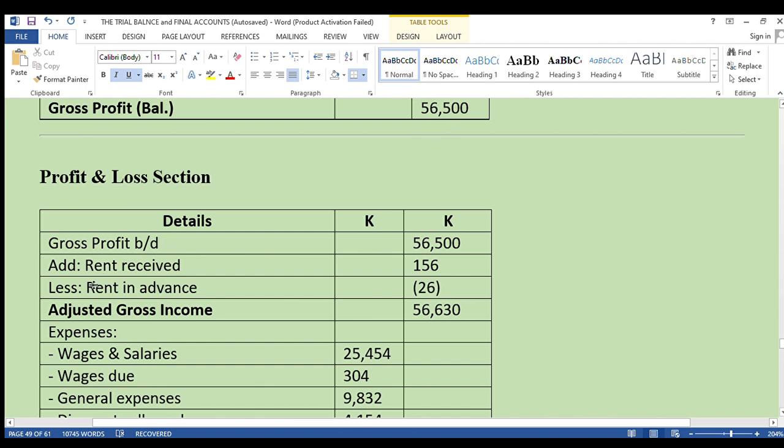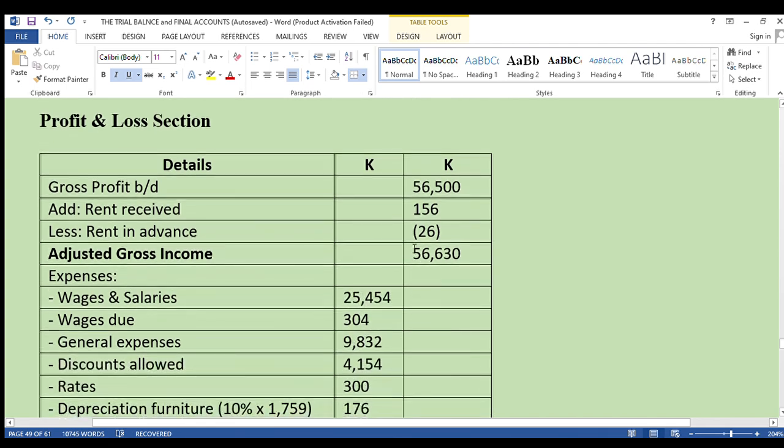So you have to add rent received, which is 156. But there was some rent that was received in advance, so those ones must be subtracted. So 156 minus 26. It's this plus this minus this. It will give us the adjusted gross income.